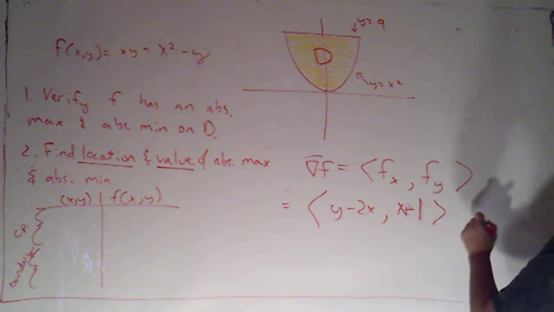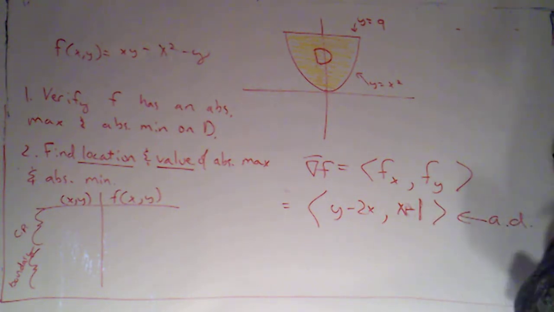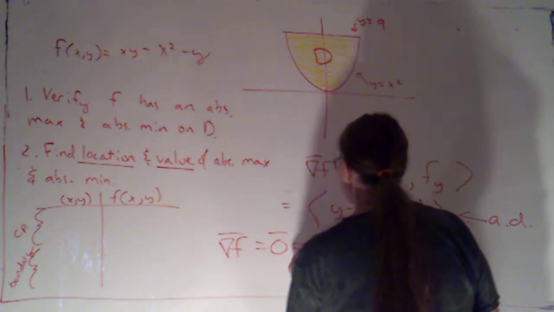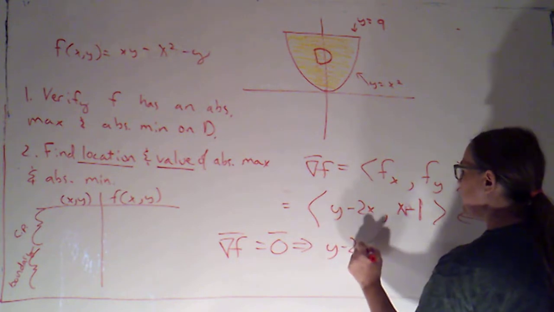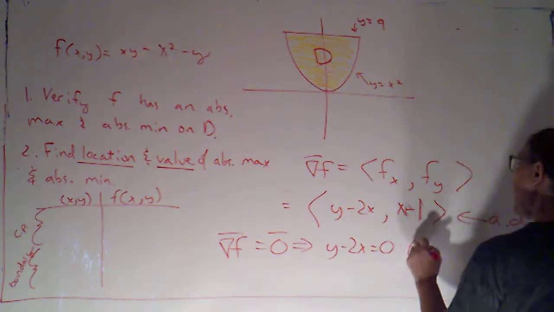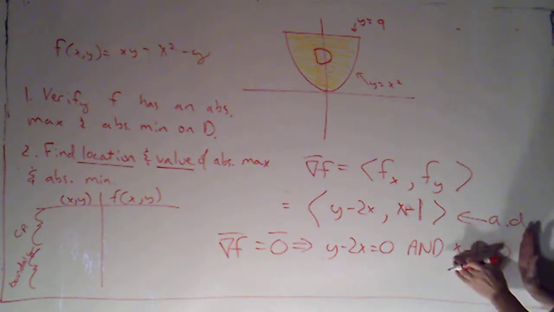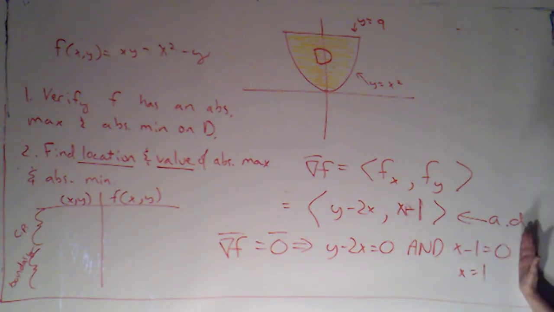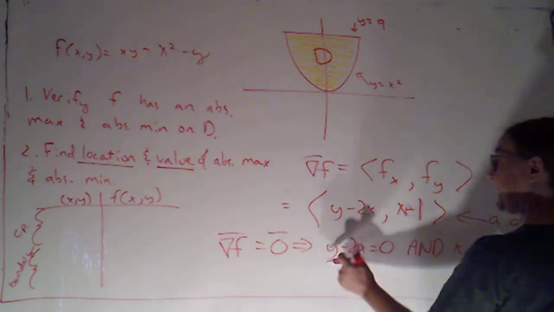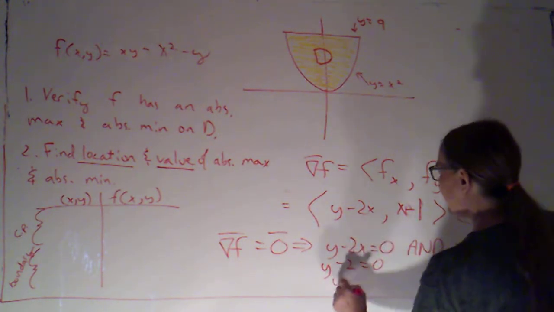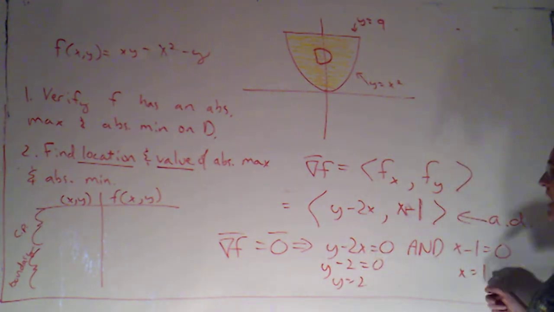Okay, now that gradient is always defined. Okay, so I won't have any critical points from it not being defined. The gradient of f would equal 0 if both components are 0. So y - 2x = 0 and x - 1 = 0. Now that second equation tells me that x would have to equal 1. Plugging that in here, y - 2 would have to equal 0. y would have to equal 2. So we're looking at the point (1, 2).